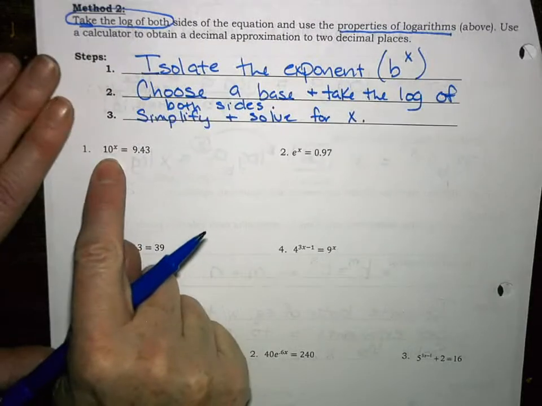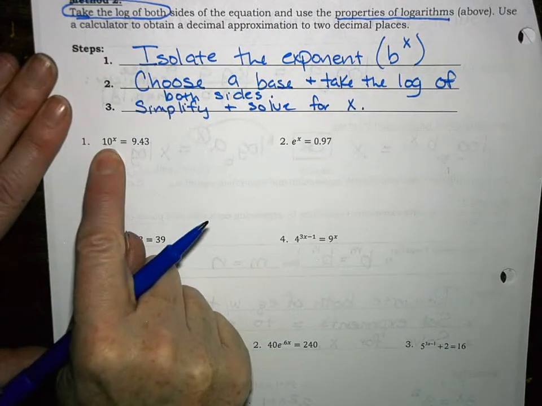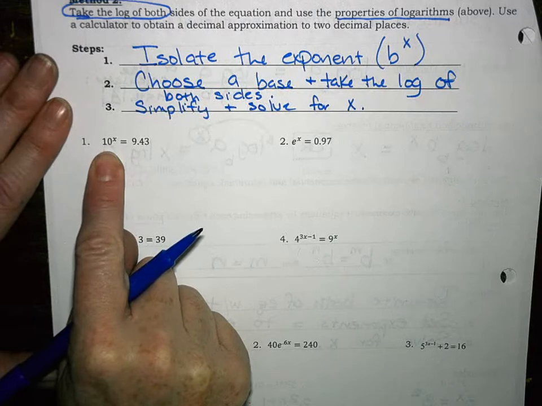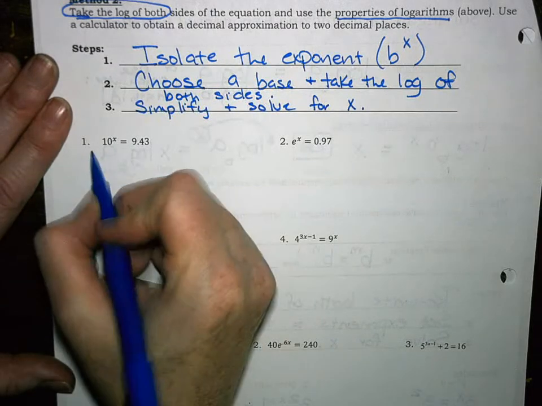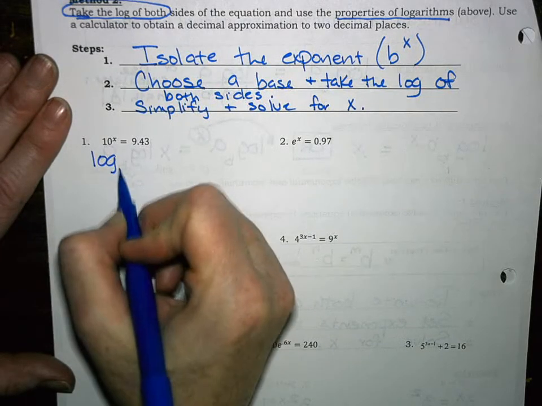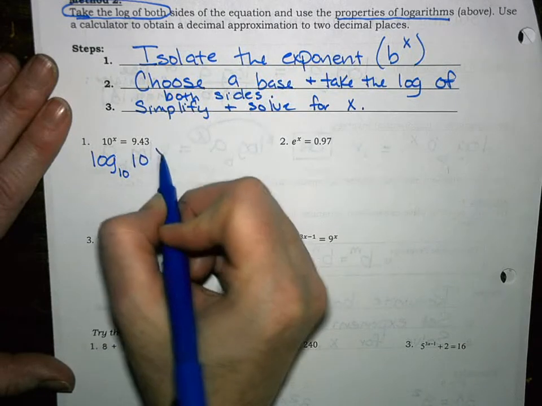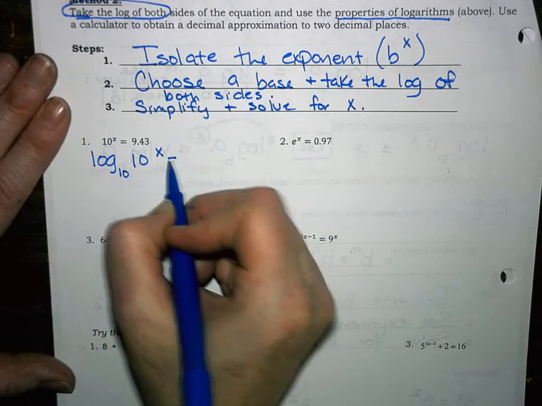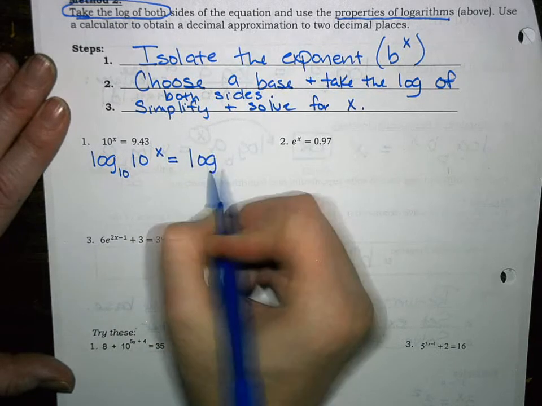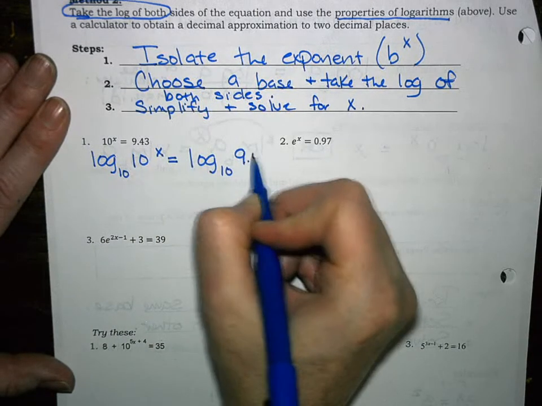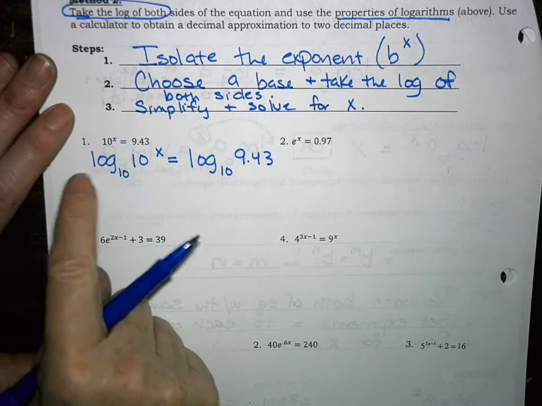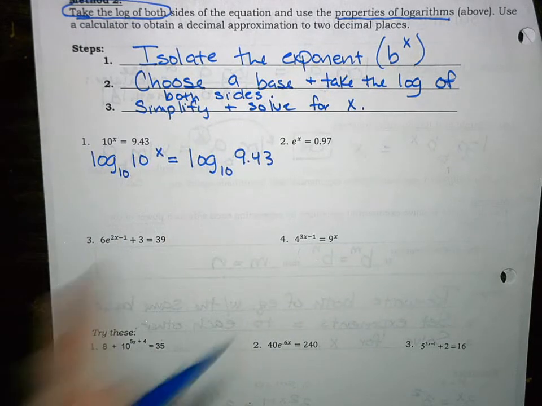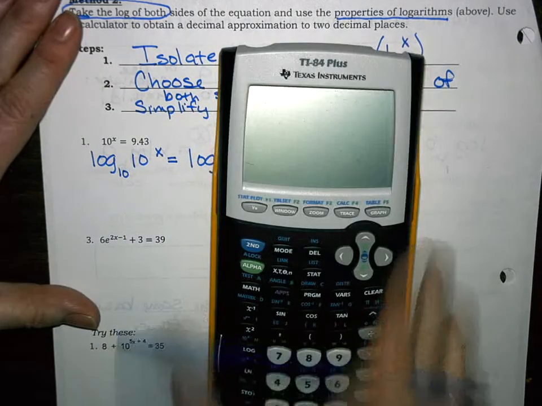All right. This makes a lot more sense when you do it. So this one, we don't need to isolate b to the x. It's already all by itself. So we want to take the log of both sides. If I take the log base 10 of 10 to the x, then I want to also take, it's just like algebra, the log of the other side. What happens when I have log base 10 of 10?